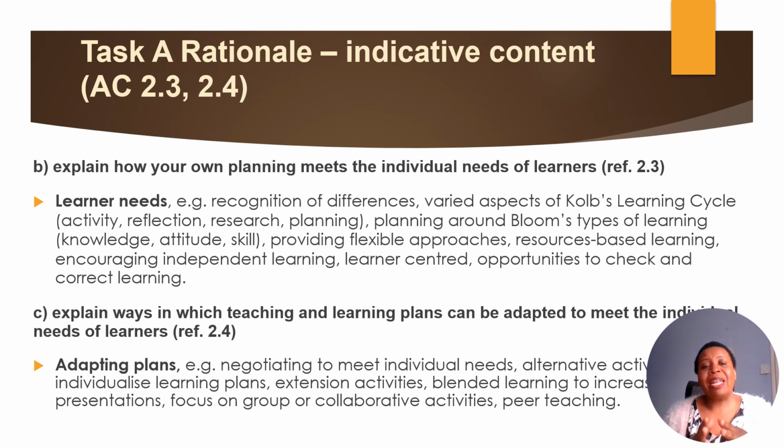When it comes to the learner needs, explaining how your own planning meets the individual needs of the learner, you need to recognize that we are all diverse, we are all different, we have varied ways in which we learn or understand or comprehend. So we do need to use theory to back this up. You can start by looking at Kolb's learning cycle, where people use an activity, reflecting, planning, and all that. Try to look at how different people take in information and process it.